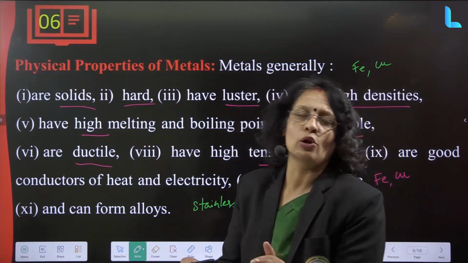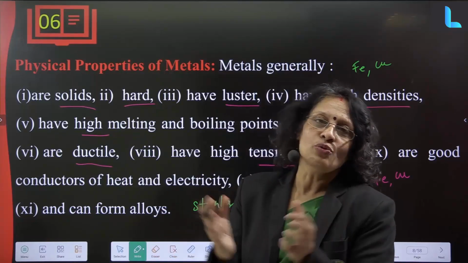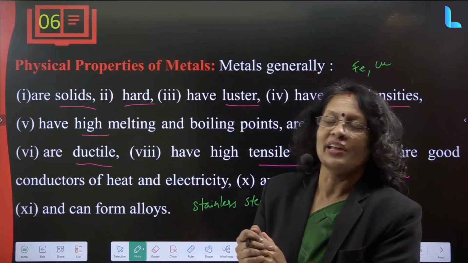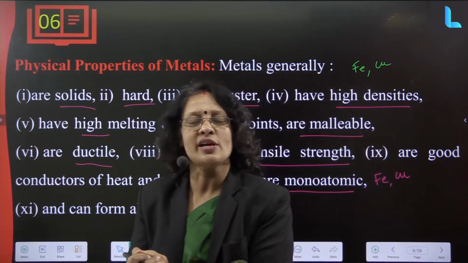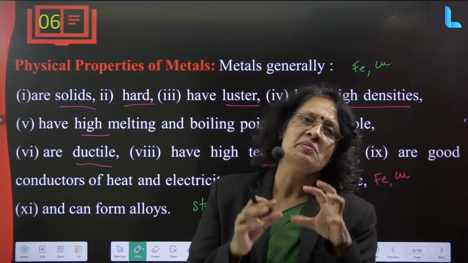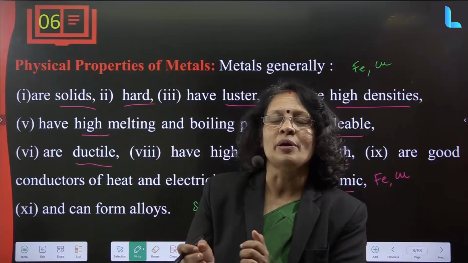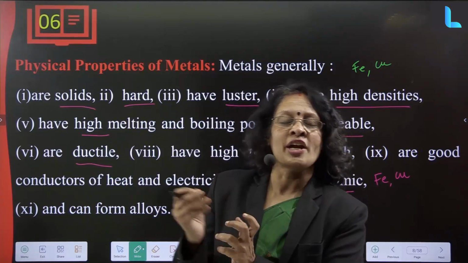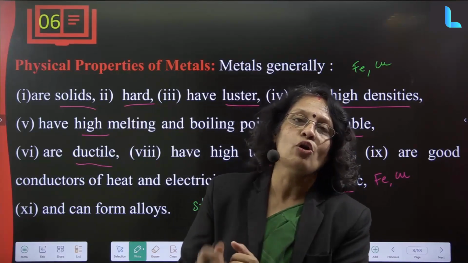And they can form alloys. Alloys means making use of the properties of two or more metals, so we are mixing them. This is called alloying. Stainless steel is one example which you use at home. Stainless steel is an alloy of iron. A major percentage of iron is mixed with cobalt, nickel and carbon in very small percentages, and the iron is converted into stainless steel. So stainless steel is an alloy of iron.